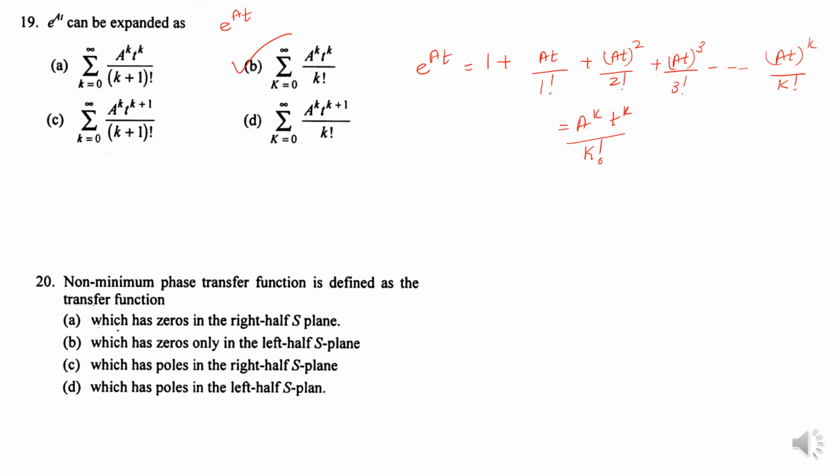Next, non-minimum phase transfer function is defined as the transfer function which has zeros in the right half of the S-plane, which has zeros only in the left half of the S-plane, which has poles in the right half of the S-plane, which has poles in the left half of the S-plane. But the option A is the correct answer, which has zeros in the right half of the S-plane.